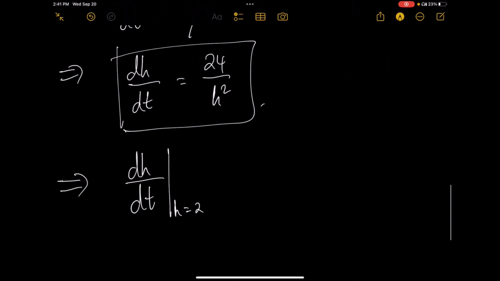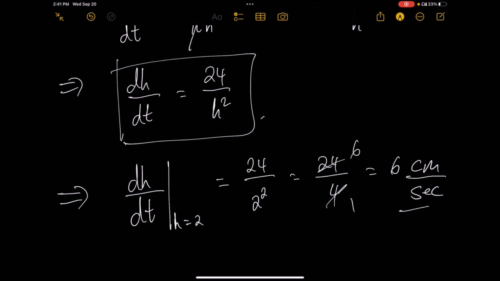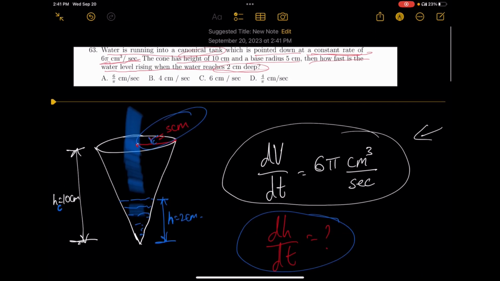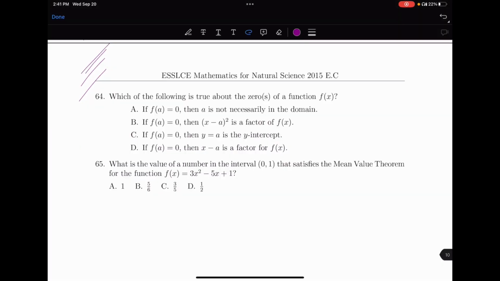That means when height is 2, it equals 24 over 2 squared, which is 24 over 4, which is 6. Since it is the derivative of the height with respect to time, it will be 6 centimeters per second. Okay, 6 centimeters per second. Therefore, the answer is C.